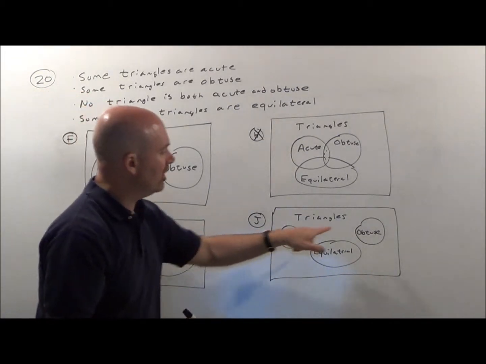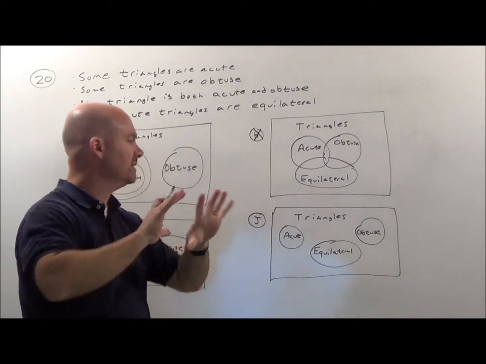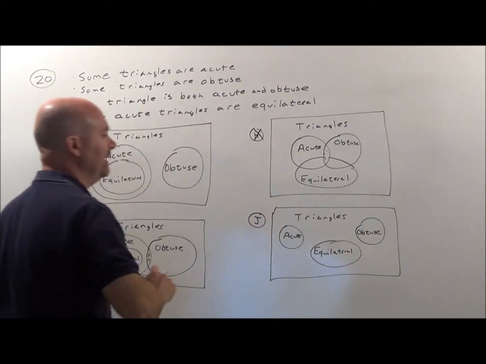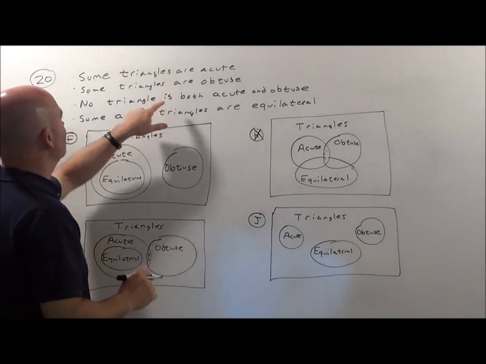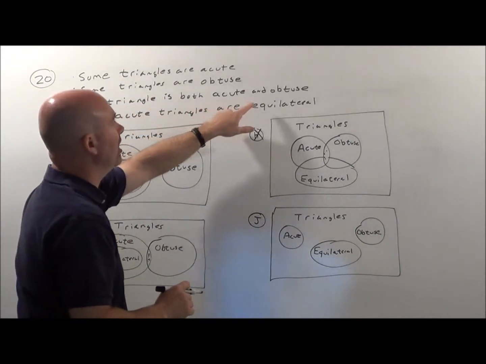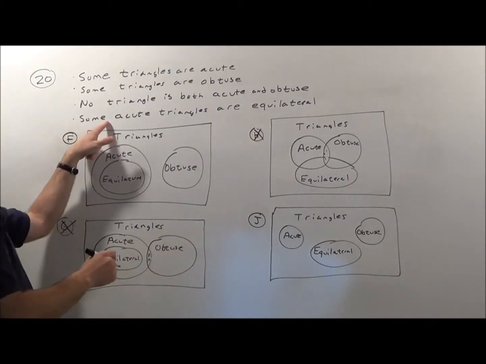We come down here. Acute, obtuse. They're in 2 totally separate categories, so there's no overlap. So that will meet this criteria that says no triangle is both acute and obtuse. So we're down to 2. Final piece should set them apart.